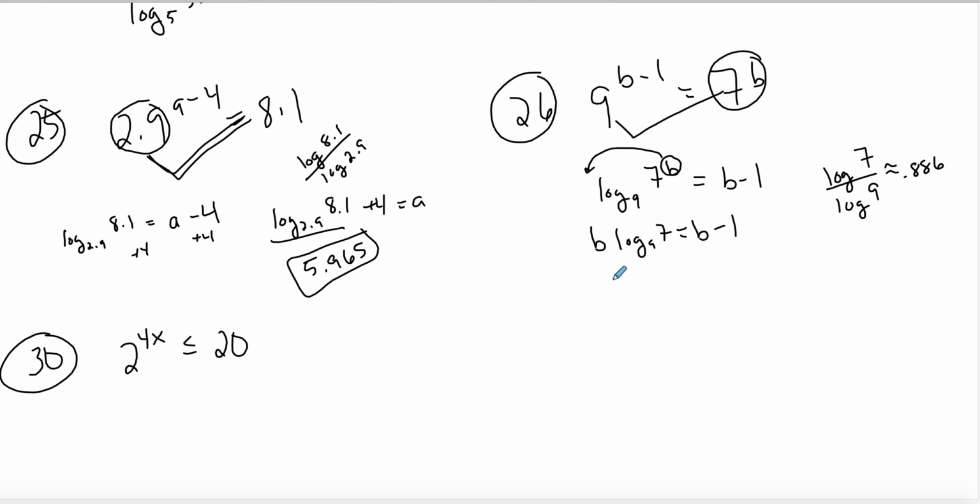Okay, so let's just throw that in there. 0.886b is equal to b minus 1. We're going to subtract b from both sides, move that over, so 0.886 minus 1, you'll get negative 0.114b is equal to negative 1, because we subtracted the b's there. Divide both sides by negative 0.114, and we'll get b equals 8.74.